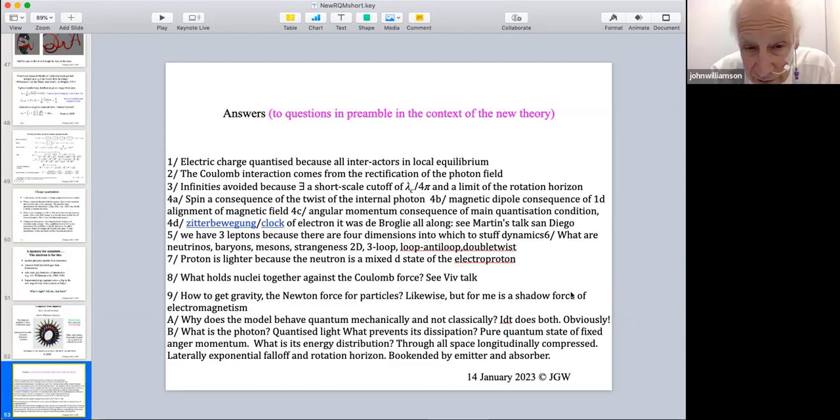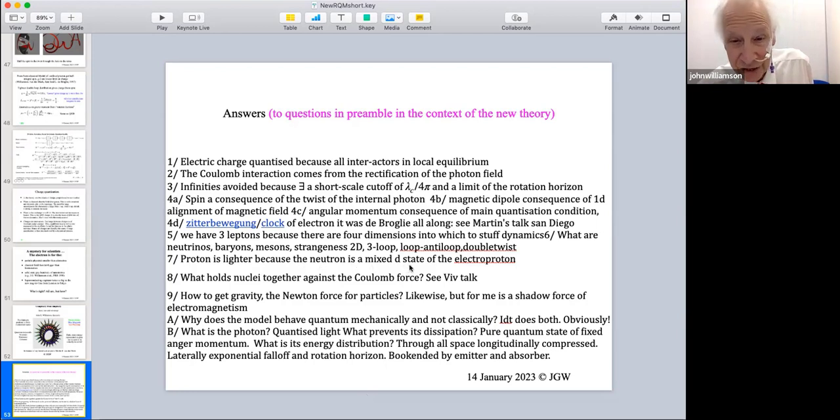Baryons are made from quarks, QQQ, mesons, quark, anti-quark, in the figure of eight things. Strangeness is the analogue of, as the electron is to the muon, the up quark is to the strange quark. So that's where strangeness comes from. Neutrino, I think the neutrino is a two-dimensional particle. The photon is a one-dimensional particle. The electron is a 3D particle. I think that the neutrino is a two-dimensional particle, very nearly massless, but not quite.